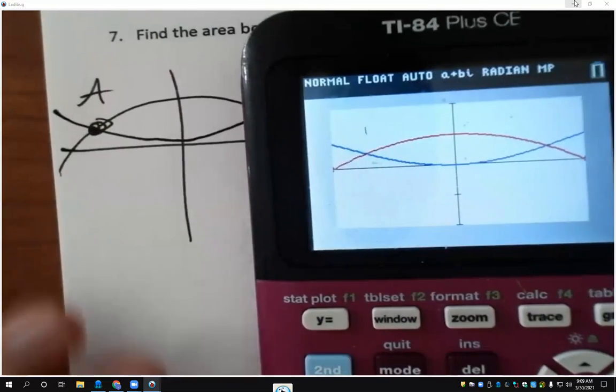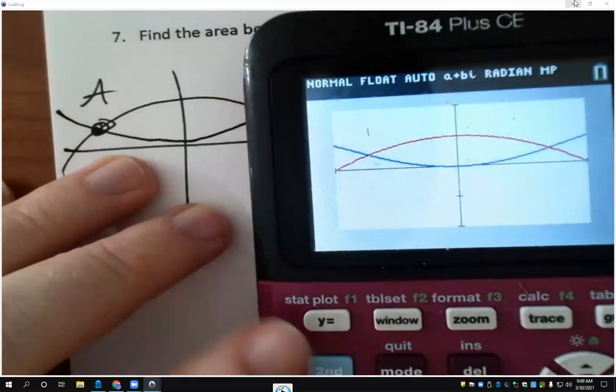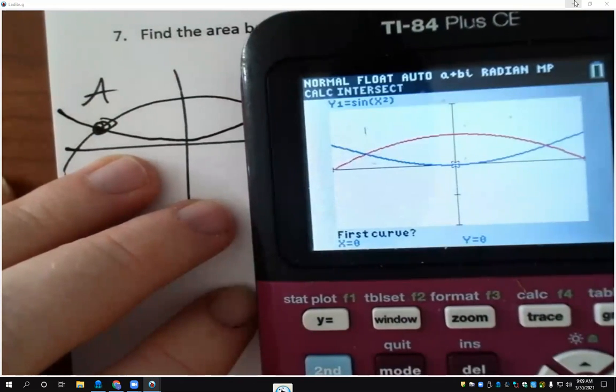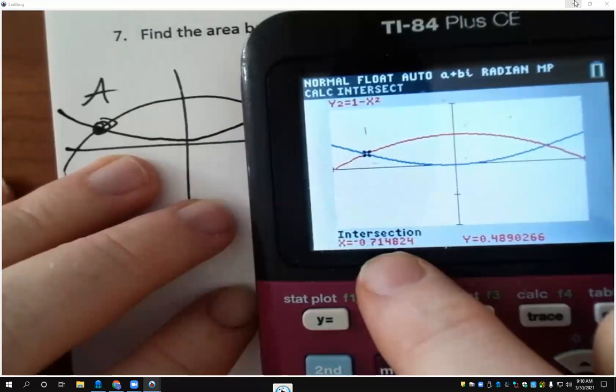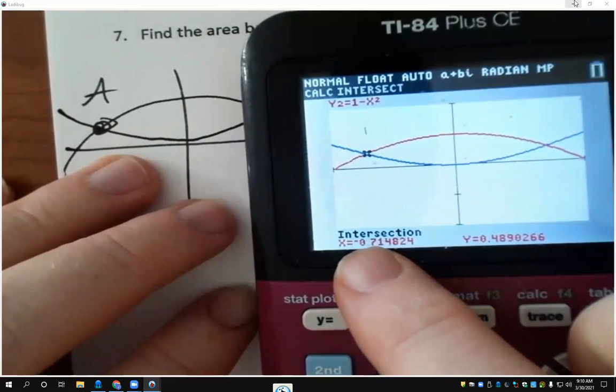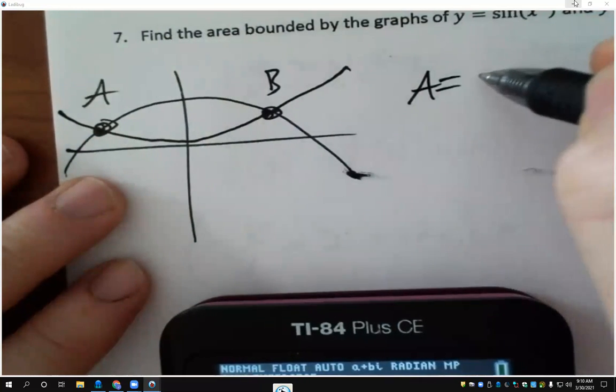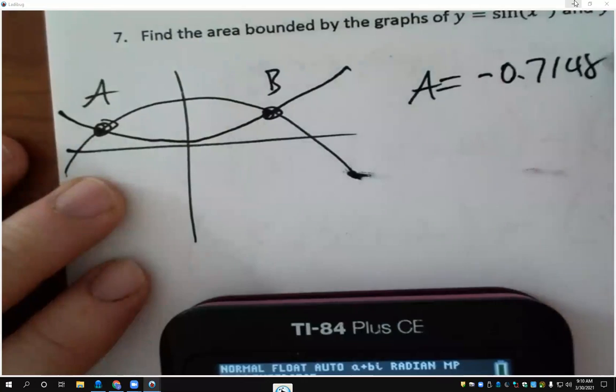So in my calculator, I want to find the one on the left first. So second calc option 5. First curve is Y1, second curve is Y2. Got to move my cursor to the left. And I like to get them real close to the answer. Okay, so right around there is the intersection. I hit enter and I get that decimal down there on the bottom left, X equals -0.7148. So I can write down A equals -0.7148.